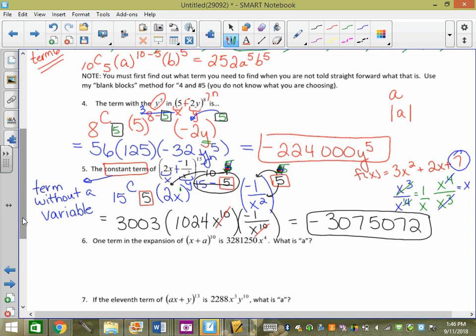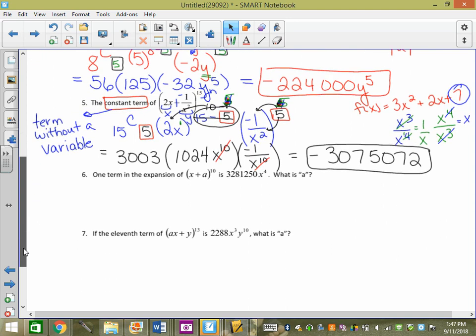It doesn't have a variable. Something must be wrong. Oh, wait, that's what you were trying to figure out, the term without a variable. So it shouldn't have one. It's a good thing. That's what you were trying to get. Now, guys, if I asked what term number this was, what if I said which term contains the constant term? It would be term 6 because k equals 5. The little red box is 5. It goes one more.